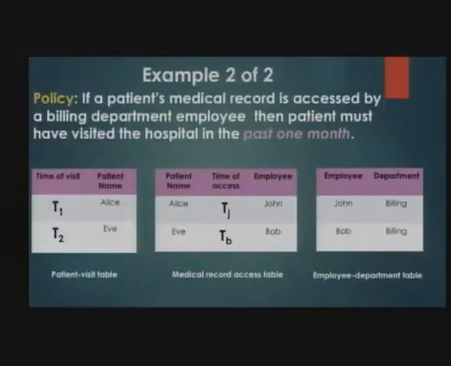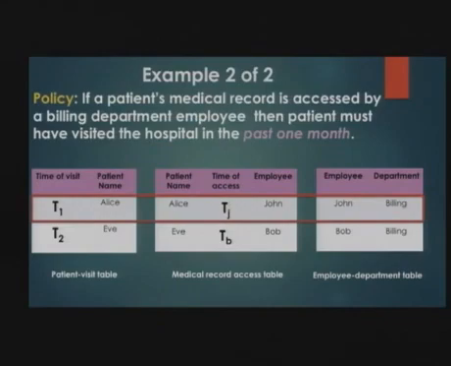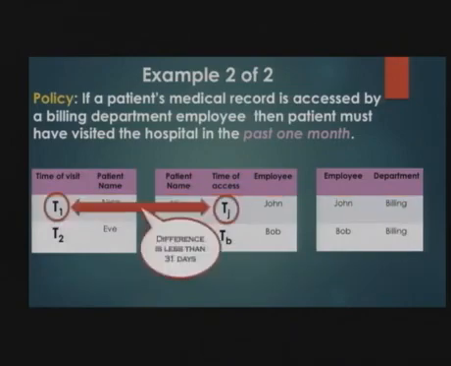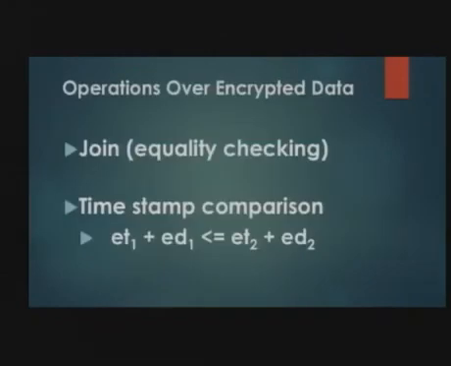So what we have to do is go through one row at a time from the medical record access table, and figure out what Alice's visit time is and what John's department is. So we take two joins of these three tables. Now say this row satisfies the condition of the join. What we additionally want to check is that the time difference is less than 31 days. So that's the additional information: we have to be able to compare two times. To summarize, the operations we need are a join operation, which is a specialized kind of equality checking, and time step comparison. That is, checking that an encrypted time plus an encrypted time offset is less than or equal to another encrypted time and another offset.